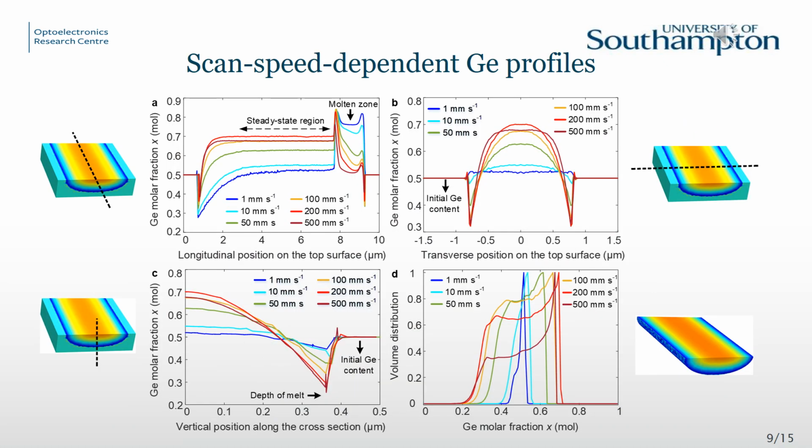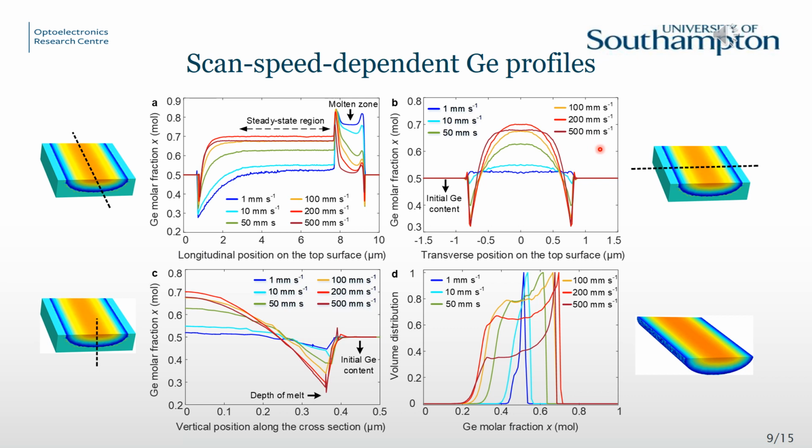Germanium profiles calculated by the phase field simulations along different directions at the top surface and cross-section are shown in figure A to C for the silicon germanium waveguides laser written at different scan speeds. The increase of the germanium content in the stagnant layer close to the liquid-solid interface can be clearly seen in figure A. A maximum germanium mole fraction up to 0.7 is reached on the top surface in the solidified region for the scan speed of 200 mm per second. Higher scan speeds result in leveling of the germanium composition, widening the width of the germanium-rich strip core, as shown in figure B for the scan speed of 500 mm per second.